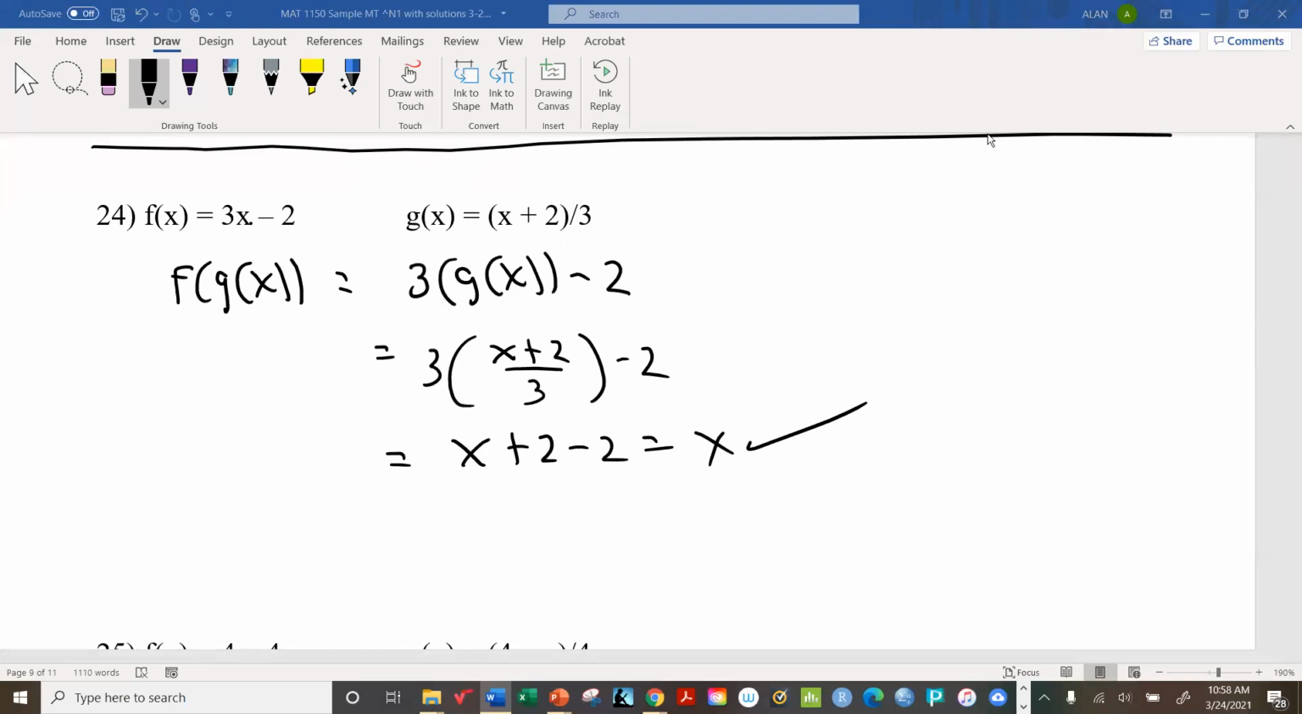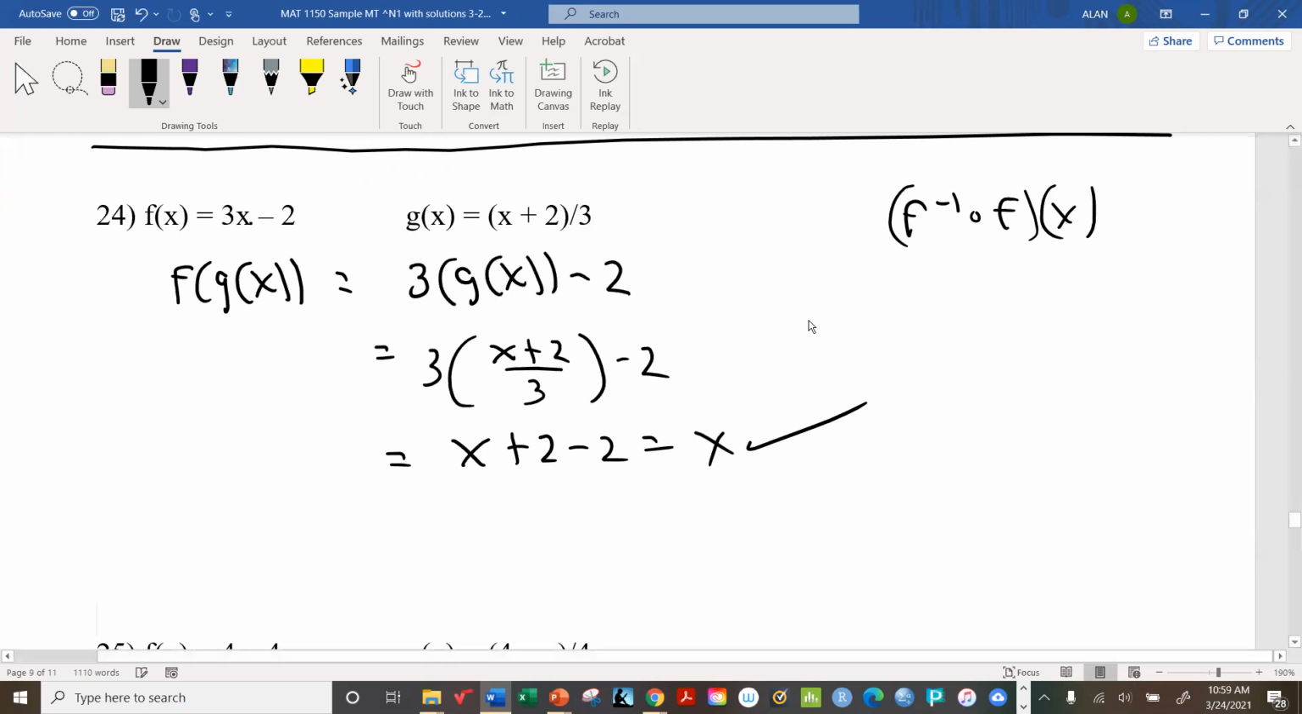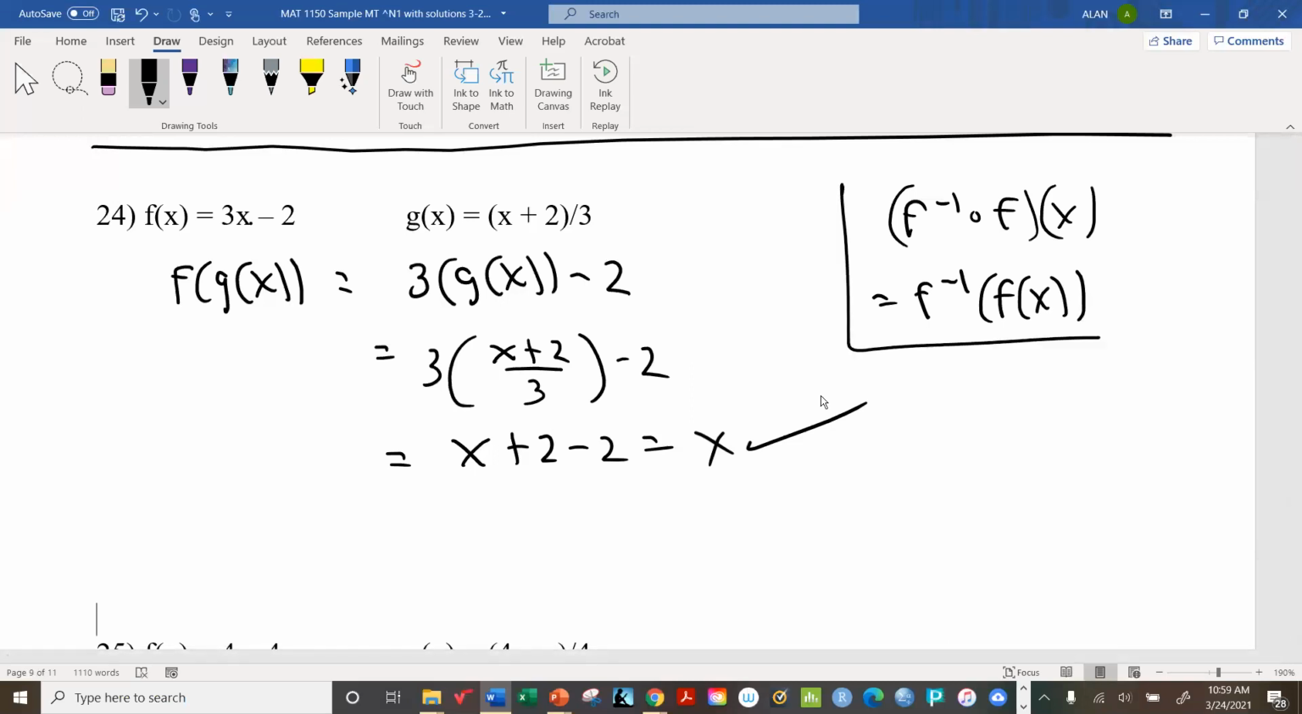Whoops. Oh, you mean like this? Okay, that would be f inverse of f of x. Yes, if you run into that. Okay. All right. Anyway, so let's carry on.